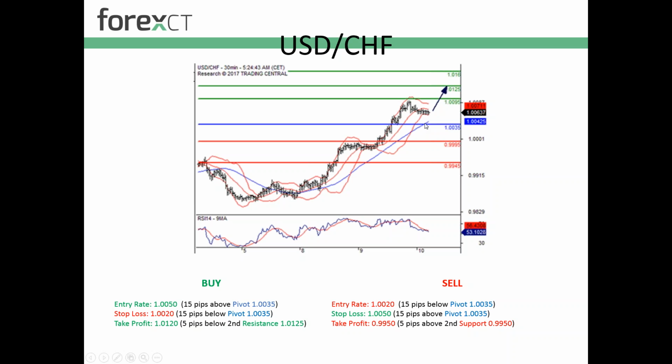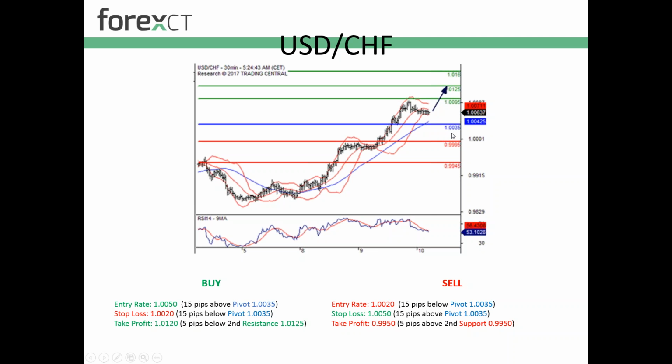So this is for the US dollar Swiss franc. If you have a look here, the pivot point is 1.0035. What you'd be doing is setting an entry rate at 15 pips above, so at 1.0050 would be your entry point for the first buy order.